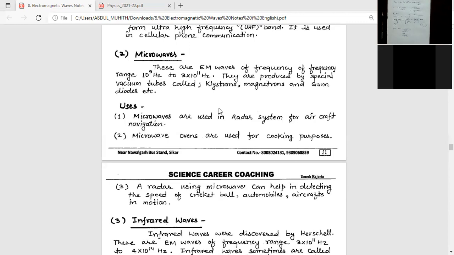The klystron is in your microwave oven. If you open the microwave, there is a tube-like thing, a small lamp, like a fuse, but a bigger tube. That is the klystron. Microwaves are used in radar systems for aircraft navigation. Microwave ovens are used for cooking. And a radar using microwaves can help in detecting the speed of a cricket ball, automobiles, and aircraft in motion.